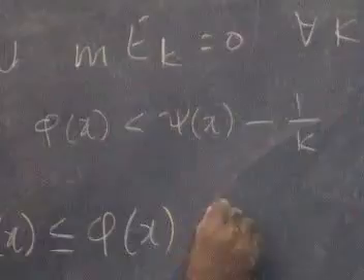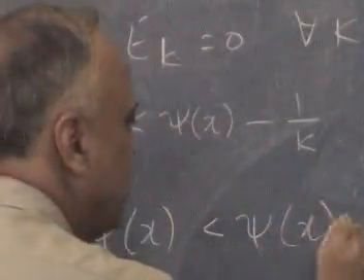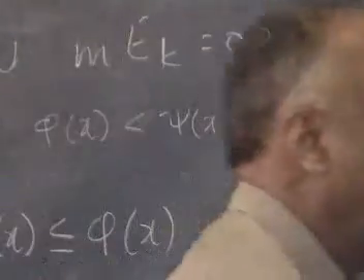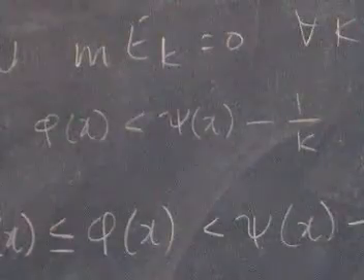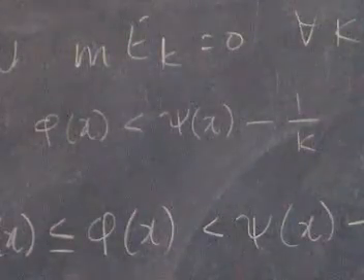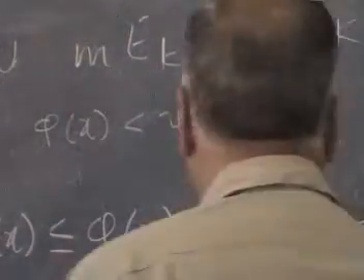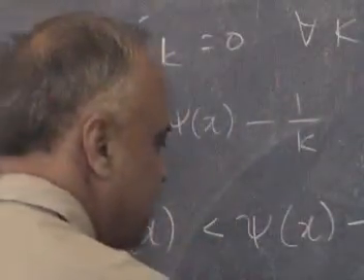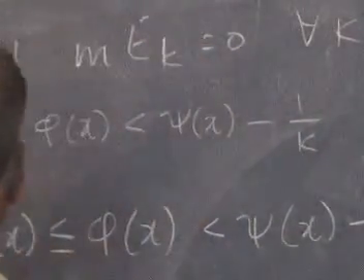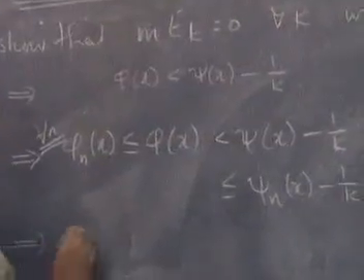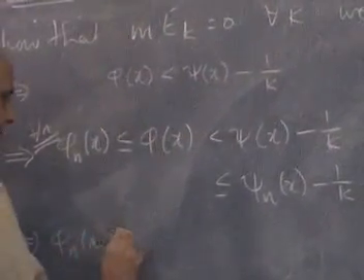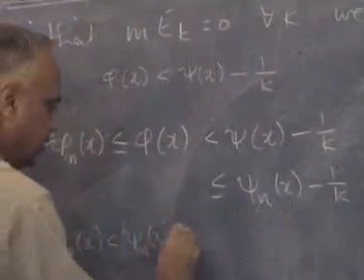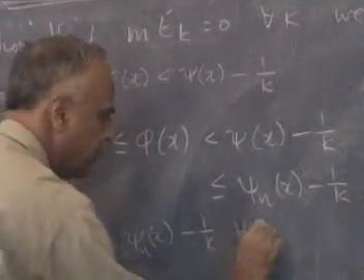And of course, this is less than psi x minus 1 over k. But psi x is the infimum of the psi n's. So it will be less than psi n x minus 1 over k. So, therefore, it implies phi n x is less than psi n x minus 1 over k for every n.